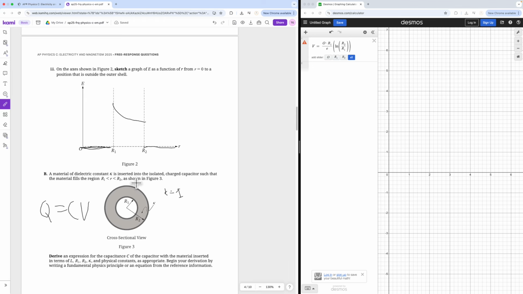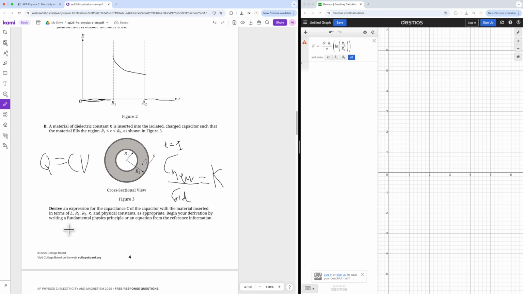But if every other thing is being kept the same, then that means if we divide C new by C old, since everything else is being kept the same, this ratio is just going to be equal to your value of K here, your dielectric constant. So then that also means that all we have to do is find the capacitance of this capacitor with no dielectric, and we just multiply it by K, your dielectric constant. So let's do that. We know that Q is equal to CV. Great, but then that also means that our capacitance is equal to Q over V.